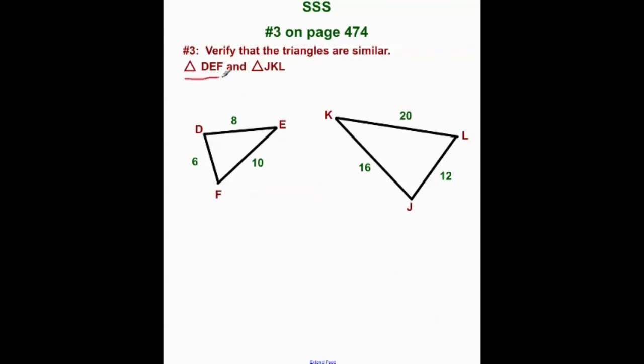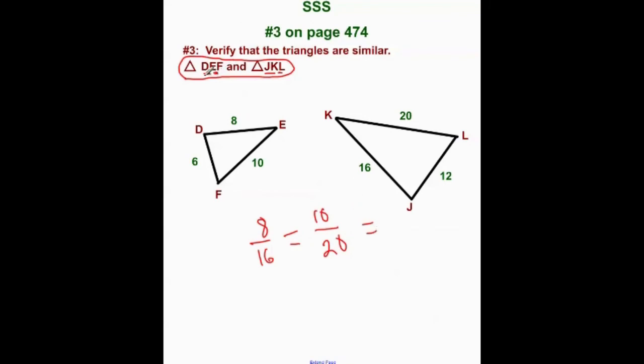And we're going to look at this. This, again, is our important chunk of information. If we're going to compare things, we've got to compare DE to JK. I have a habit of doing all my similarities the same way: I go from this side to that side, and I always compare apples to apples. So DE is 8, and JK is 16. That comes down to 1/2. Let's see if it equals something else. Let's take a look at EF and KL. EF is 10, KL is over here, 20. Yep, that looks like 1/2 also.